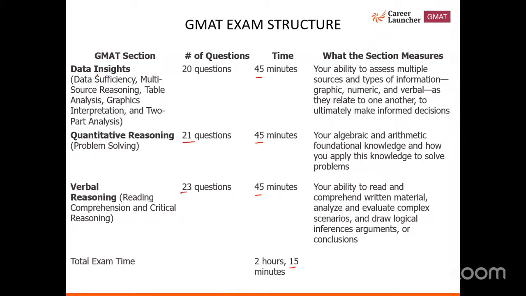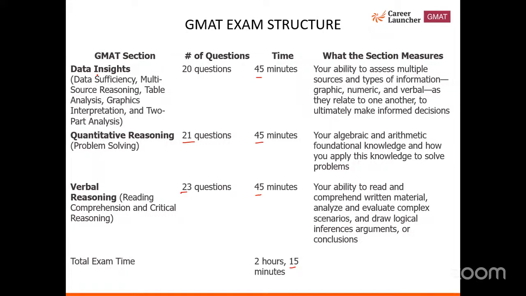So data insights is the new section. However, there isn't anything new about it. Data sufficiency was also part of the test before, and all the other question types were also part of the test under the section called integrated reasoning. So there is a bit of a reshuffling rather than a completely new section as such.